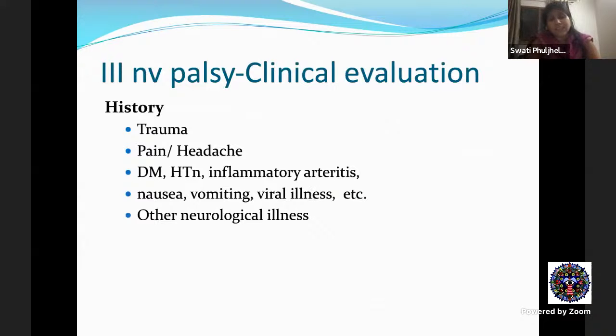So how do we clinically evaluate? That was how you localize a lesion. But apart from that, clinically, there are certain things you want to consider from the management point of view, from the surgical point of view. So you should take a proper history of headache, particularly for compressive lesions, history of vascular risk factors, history of nausea, vomiting, or any other neurological symptom.